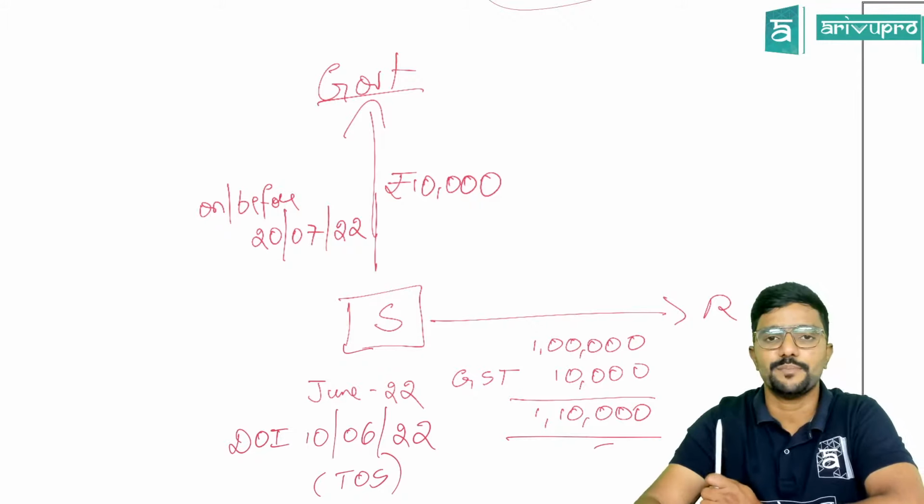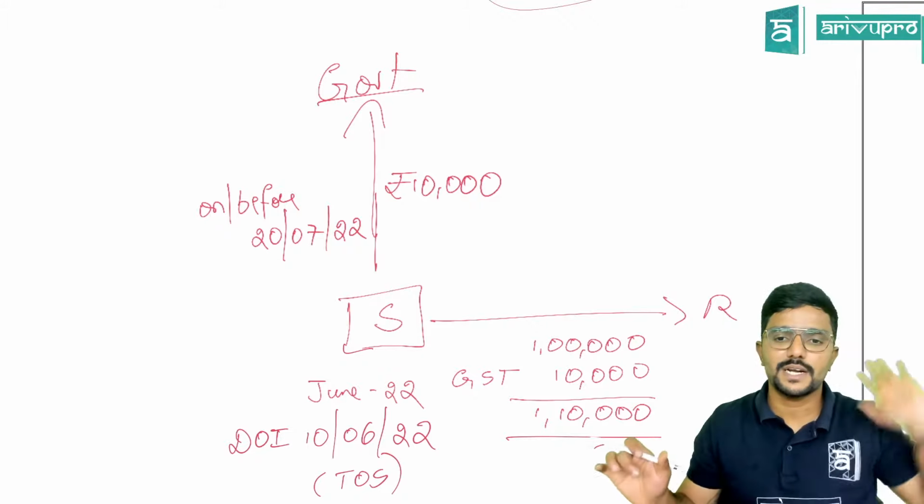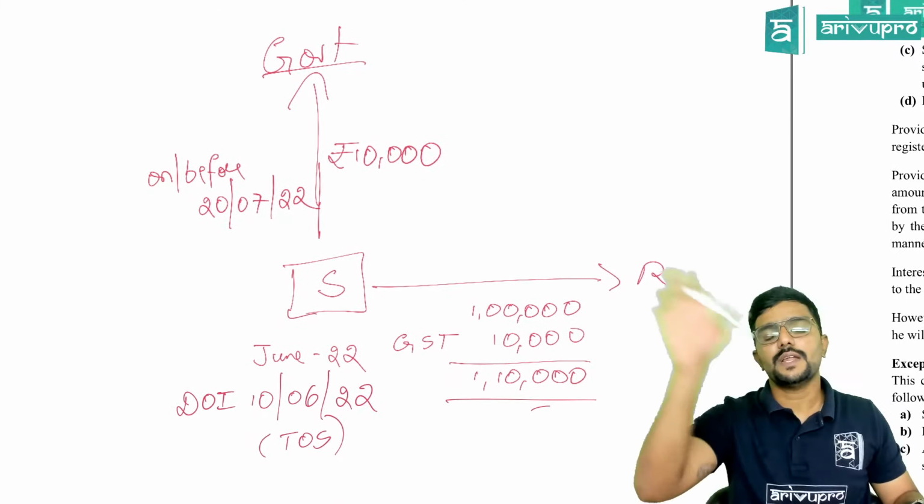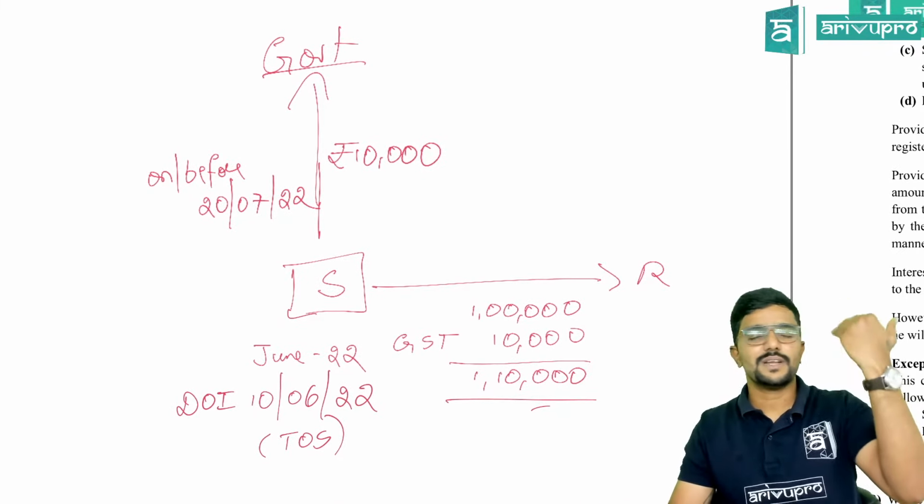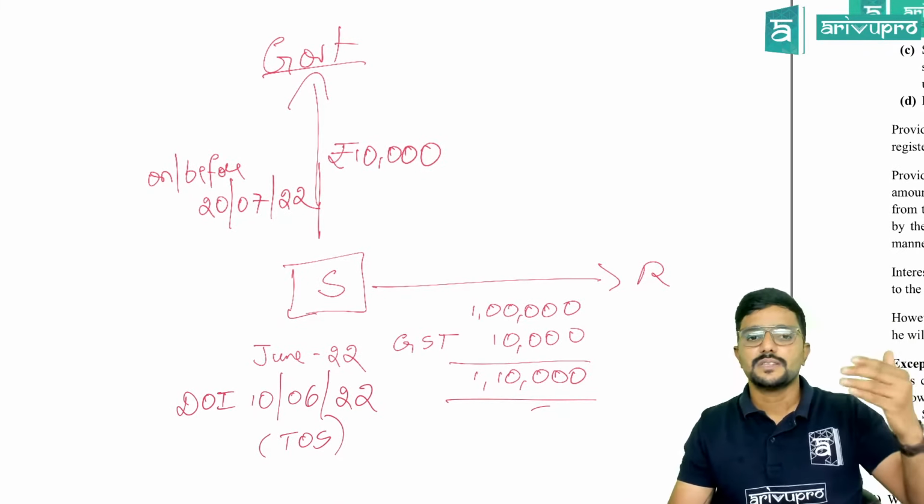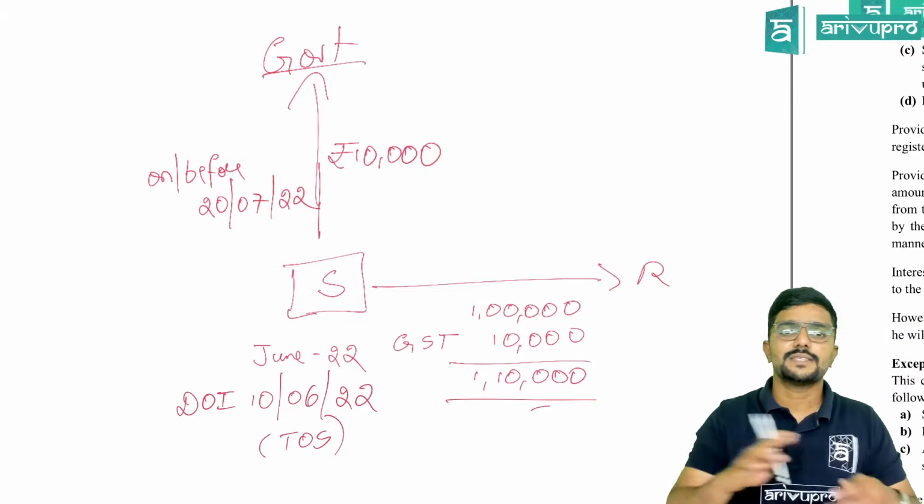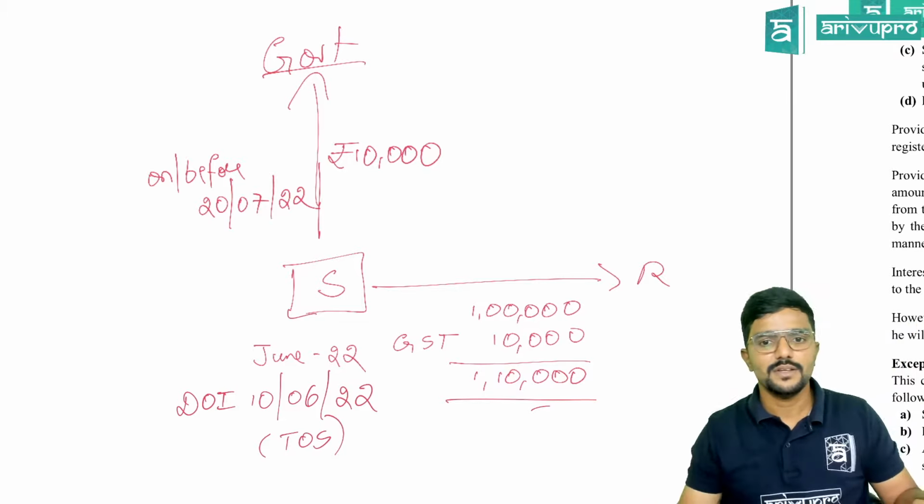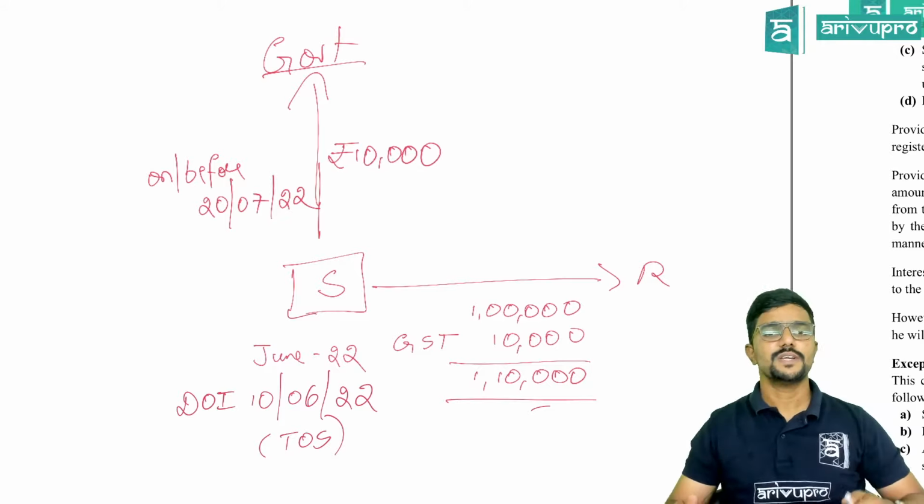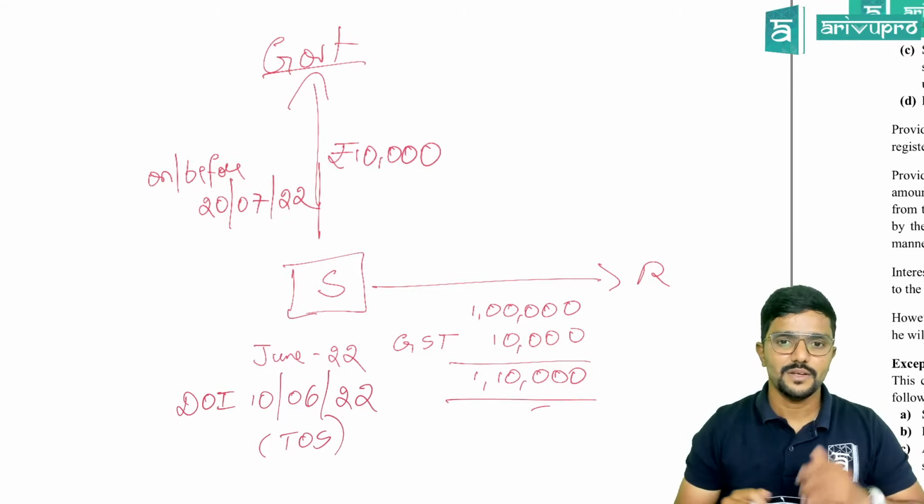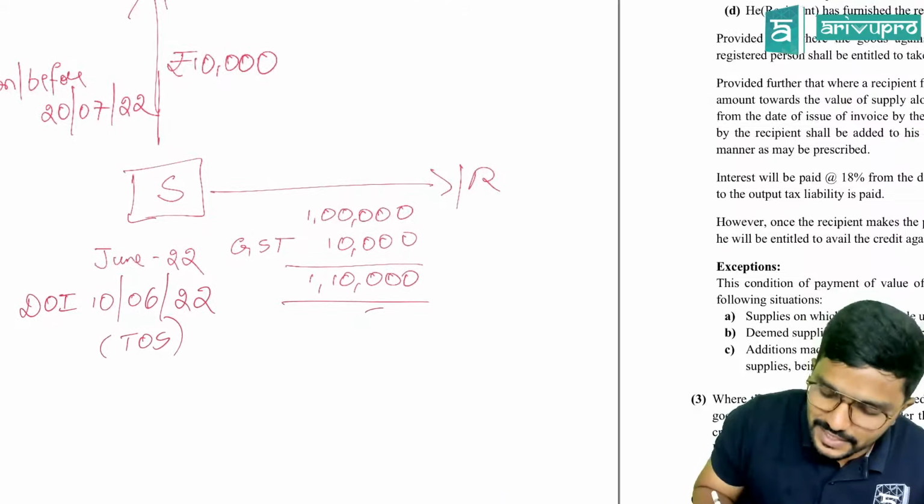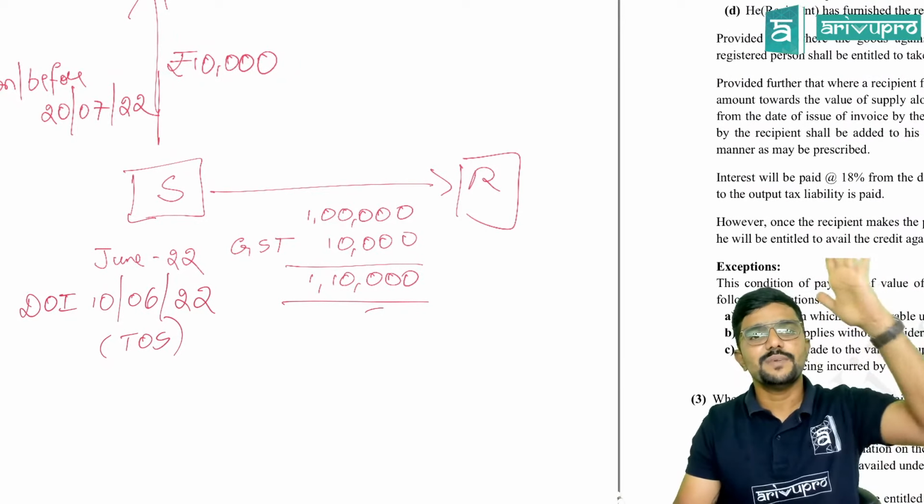Okay. The supplier has paid it. Now, all other conditions are satisfied, that is, whatever conditions are given in section 16. The supplier has deposited the tax, he has given the details in his GSTR 1, the recipient has received the goods, and the recipient has the invoice copy. So, can the recipient claim the input tax credit? Yes, he can claim it in July.